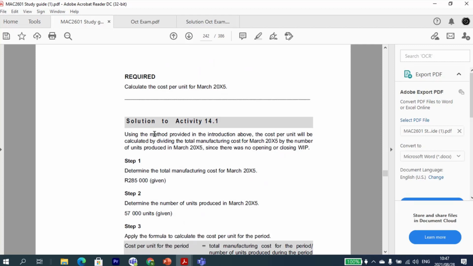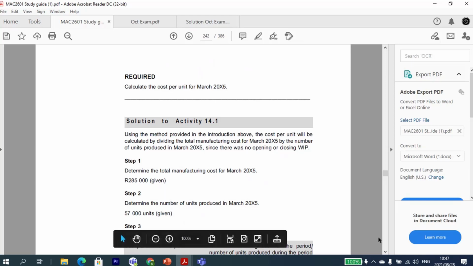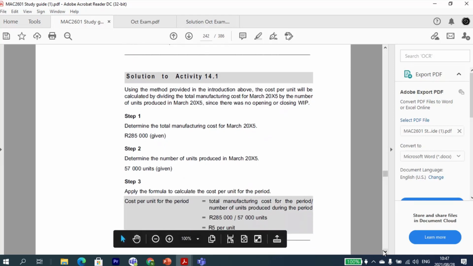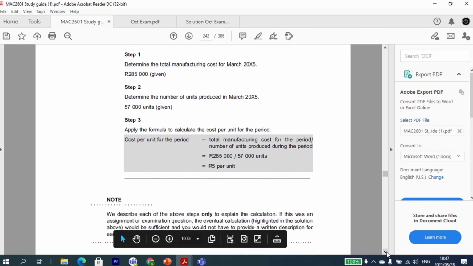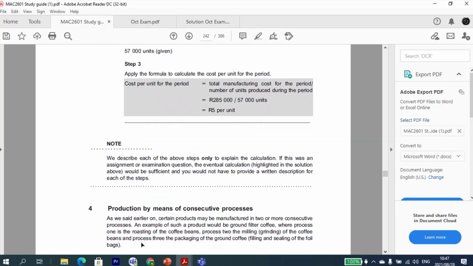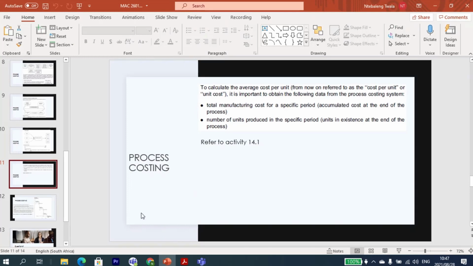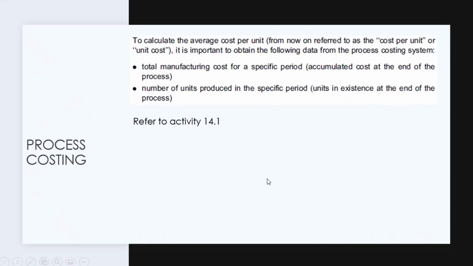For March 2015. So they're saying using the introduction above, the cost per unit will be through taking the total manufacturing cost and you divide it by the number of units produced. So it's pretty much direct. So here it is. You take that 285, you divide it by 50,000, you get your 5 rand a unit. So it's as direct as that when it comes to your single process.